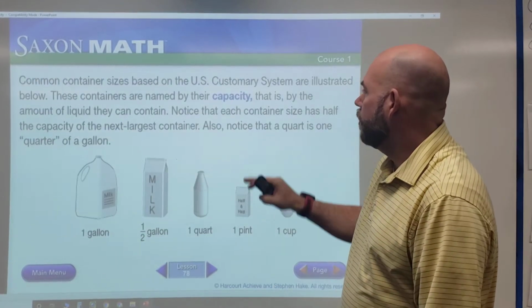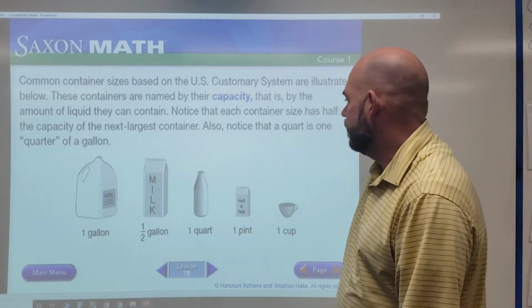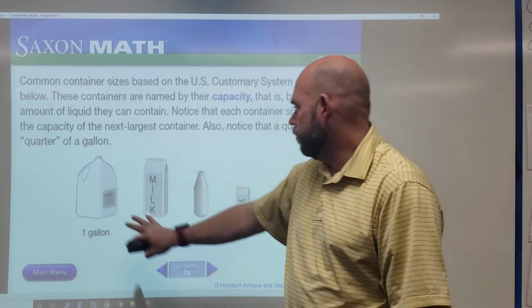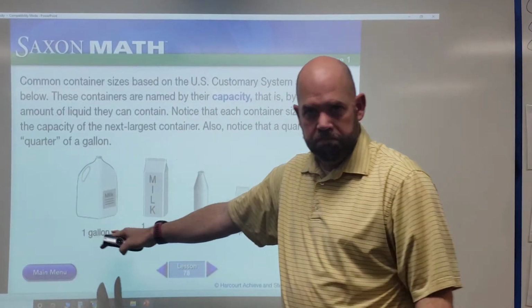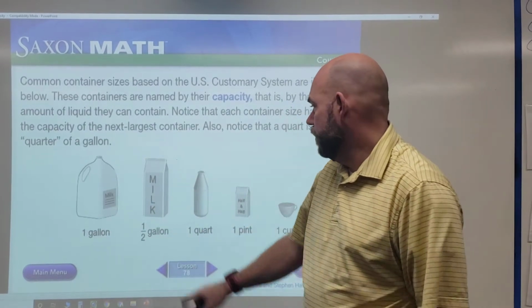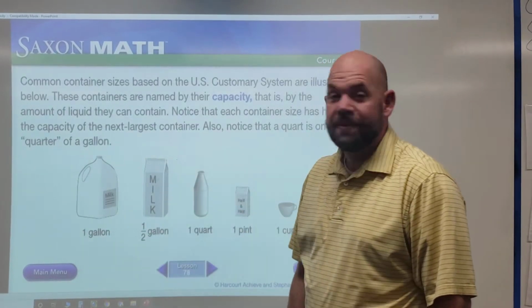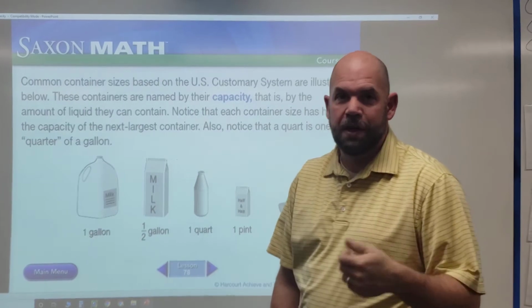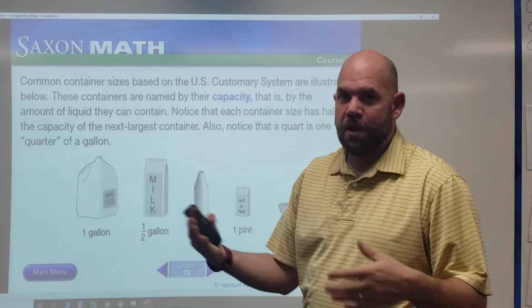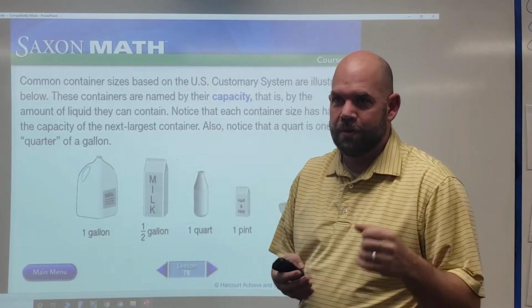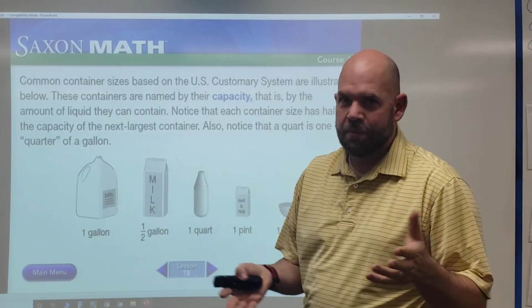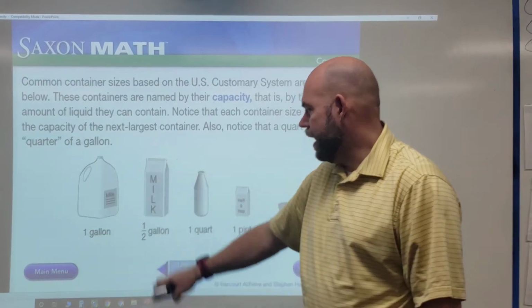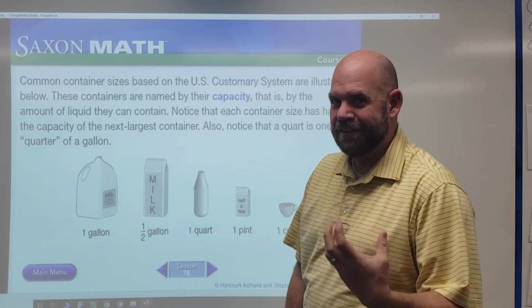Okay, so common container sizes in the US customary system are shown below. A gallon, we do milk in a gallon. We also do milk in a half gallon, especially if you do an almond milk or some other kind of nut milk or soy or something like that. So that's usually in a half gallon.